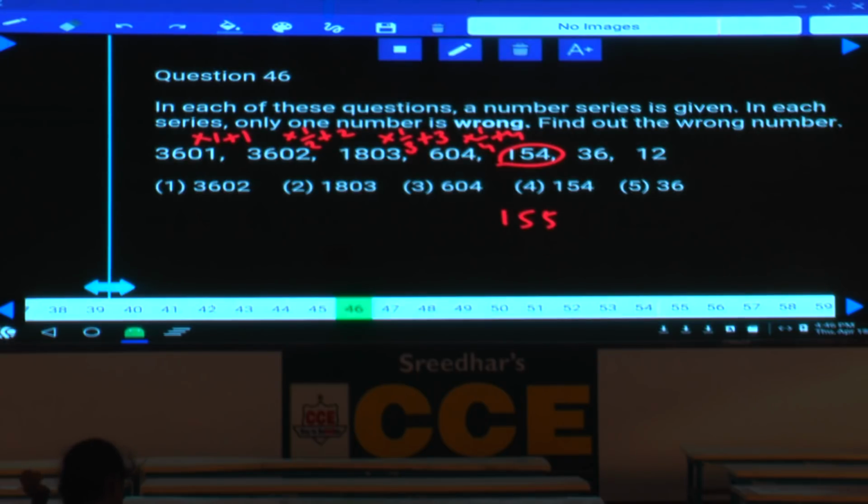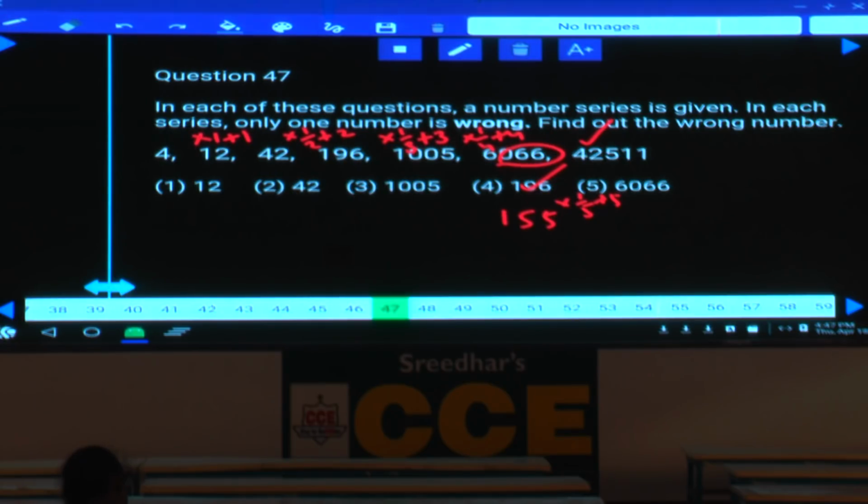If it is 155, next one must be into 1 by 5 plus 5. Tell me what is into 1 by 5? 155 into 1 by 5 will be 31 plus 5, 36. Yes, it is correct. Next one, 36 into 1 by 6 plus 6. That is 6 plus 6 is 12. Hence, what is the wrong number? 154 is the wrong number and the correct number is 155. The given numbers are multiplied by 1 plus 1, into 1 by 2 plus 2, into 1 by 3 plus 3, into 1 by 4 plus 4, into 1 by 5 plus 5, and finally into 1 by 6 plus 6.